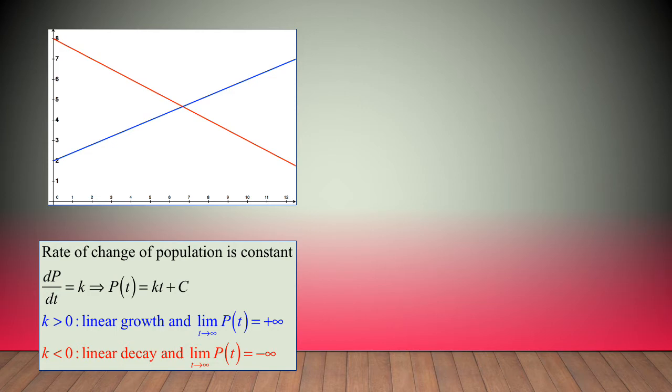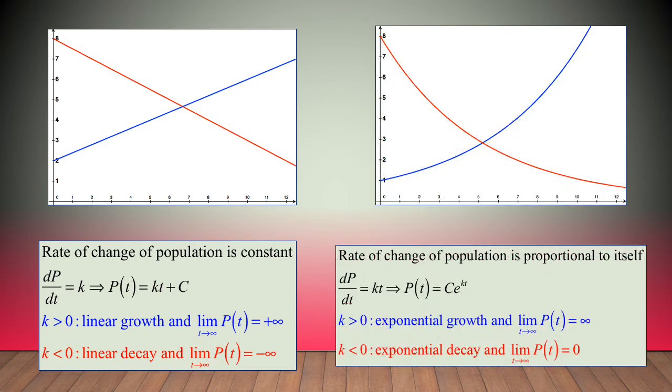We are usually interested in exponential growth. In AB calculus, you learned all about exponential growth. In that situation, the rate of change of population is proportional to itself, meaning that the more you have, the faster it will grow, or the less you have, the slower it will decay. The differential equation for that was dP/dt equals kP, leading to P of t equals Ce to the kt, and this should be memorized.